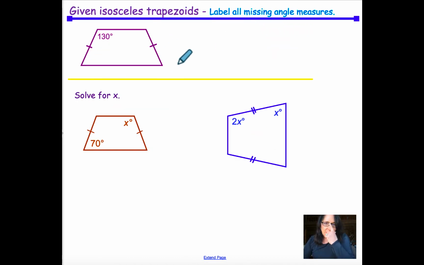For this one, this is an isosceles trapezoid, which means that my base angles are going to be congruent. Now remember, a trapezoid is a quadrilateral, which means it is four-sided.